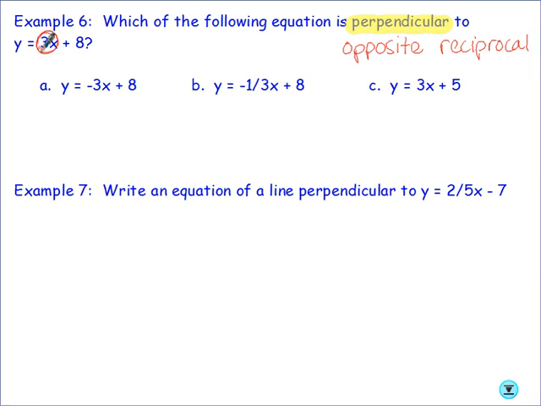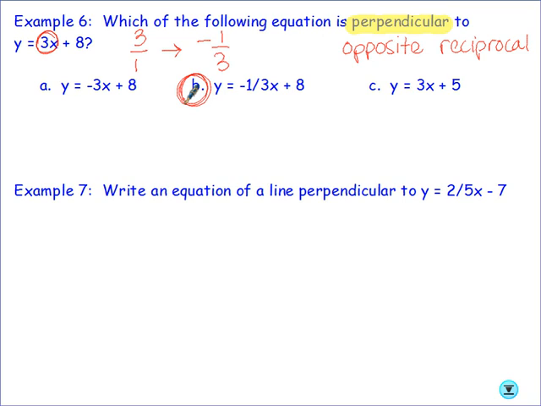If we look over here at our equation, that m is 3. First, we need it as a fraction, 3 over 1. So this is positive, which means the opposite is negative. The reciprocal of 3 over 1 is 1 over 3. That's the slope we are looking for. So if you look at your three options, A doesn't match, but B does. So B is the answer.